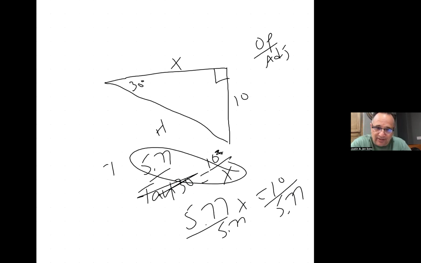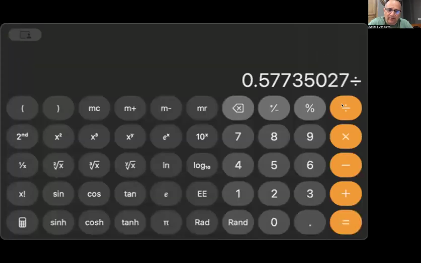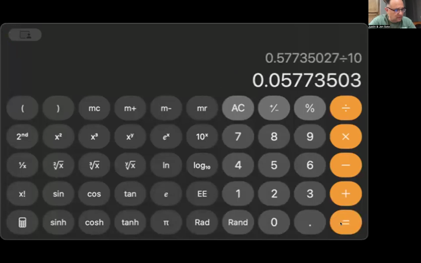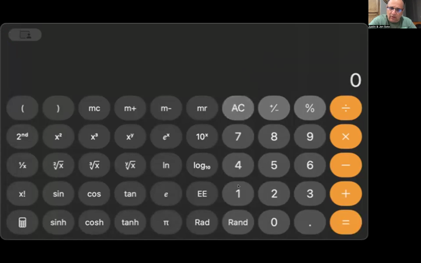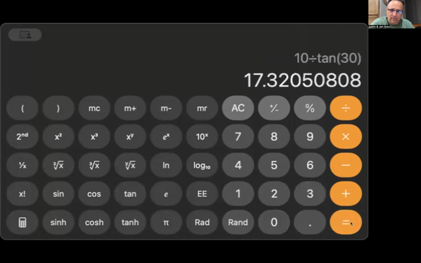Back to the calculator. Divided by 10 equals, actually, I want to go 10 divided by, you want 10 divided by tan 30. Okay, yeah, that's the correct answer: 17.32. So let me show you one more time.